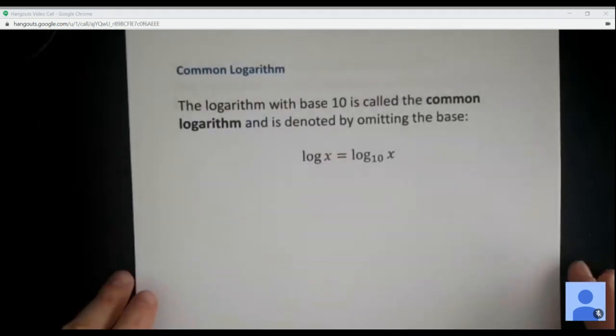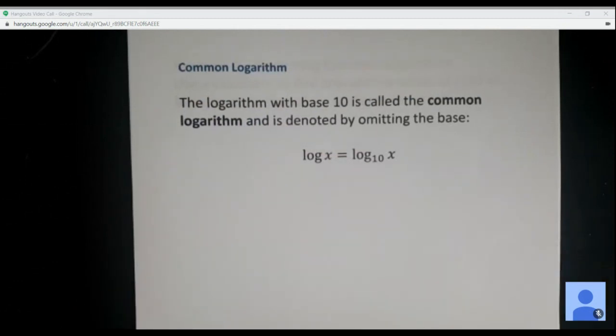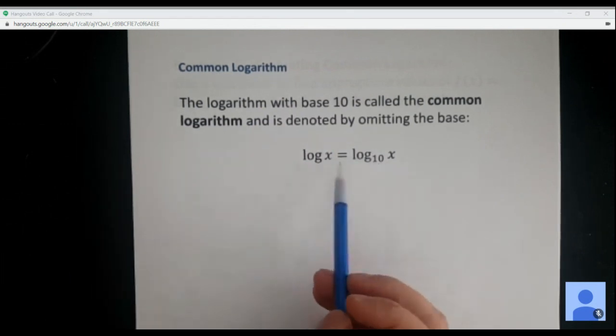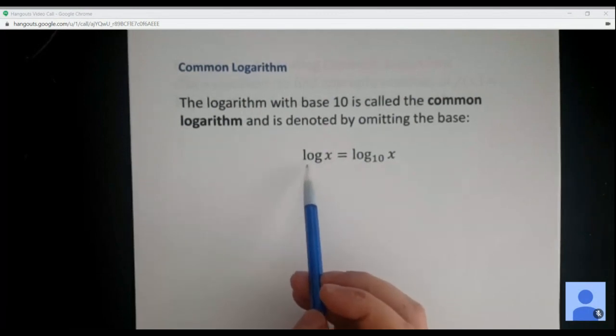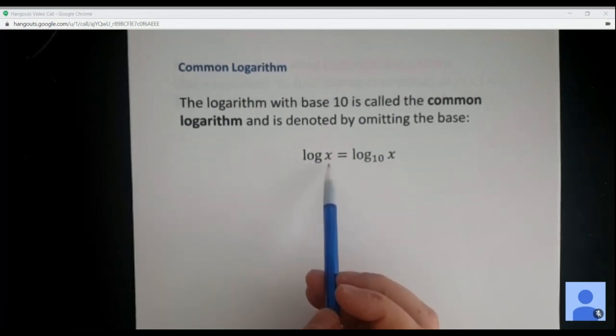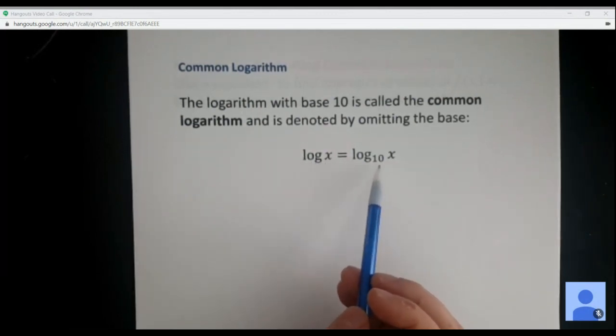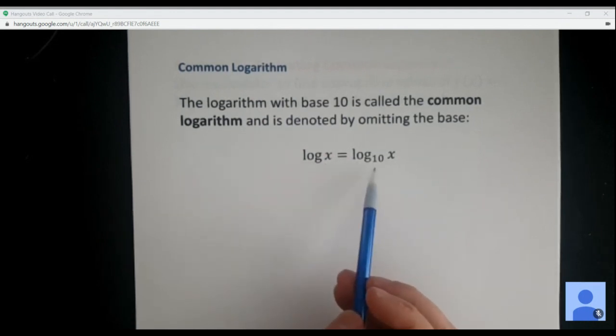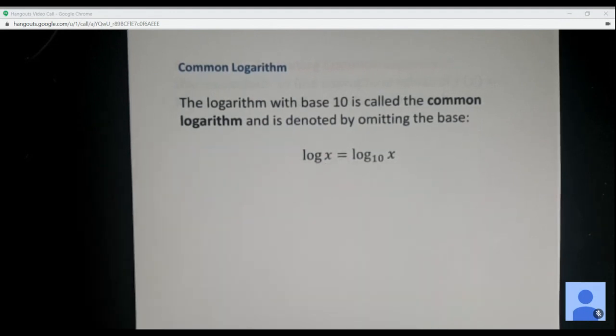All right, so here's our definition of a common logarithm. Any base 10 log is what we call a common log. Instead of having to write the base 10 every time, we just write it as log of x. So whenever you see log x with no base, that is understood to be a base 10 log. When you look at your calculator and see that log key, it's just a log of x. That means it's a base 10 log, or a common log.